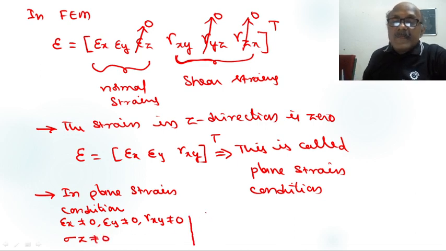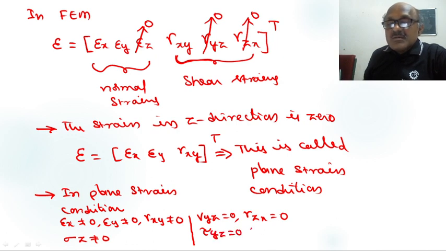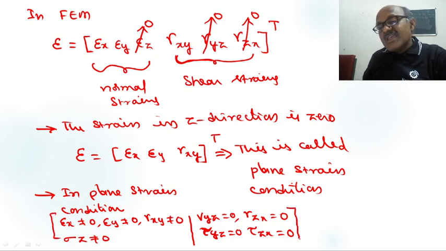Now here, what are the terms that are 0? That is gamma yz 0, gamma zx 0, tau yz 0. Sorry, these are the shear stresses. Shear stress in yz plane 0. Shear stress in zx plane 0. So, these are the conditions for plane strain, my dear students.